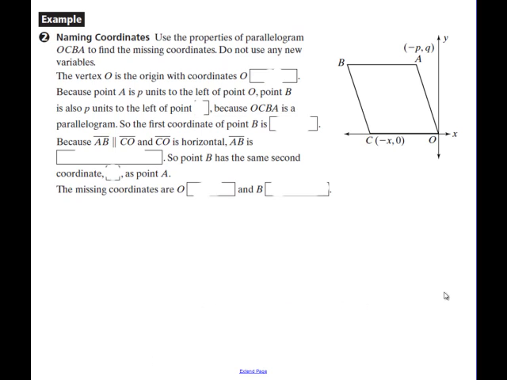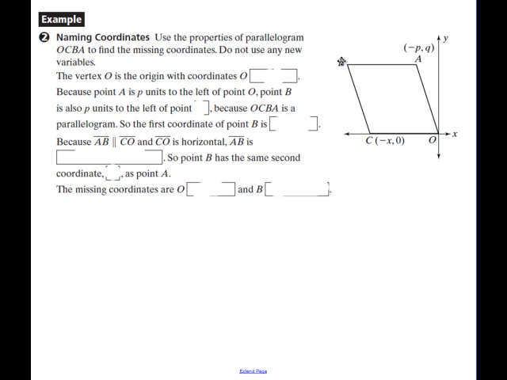All right, moving on to this second example, and this is the last example. We have another parallelogram. This time, again, it's in a coordinate plane. Now we're in the second quadrant, over in the negative side of things. Here's our origin down here. And the directions ask us to use the properties of a parallelogram, specifically OCBA, to find the missing coordinates. So we can see we've got an x here, a p here, a q. They're using variables here, but the missing coordinates that they're referring to are the coordinates for b.